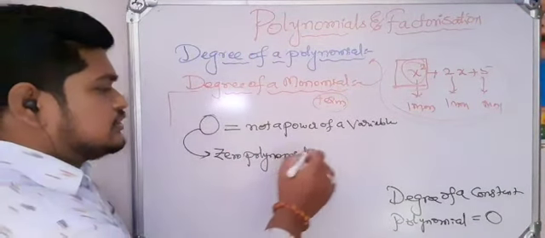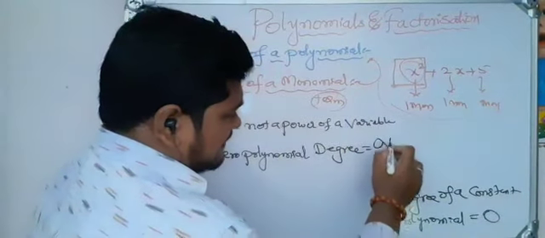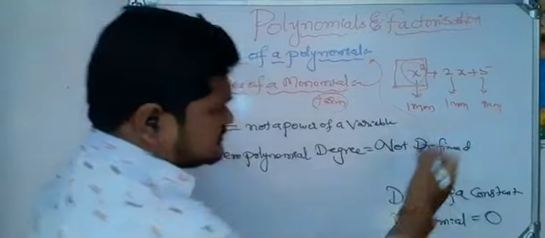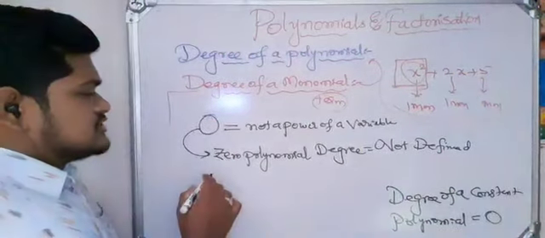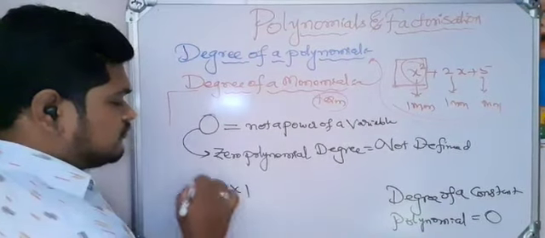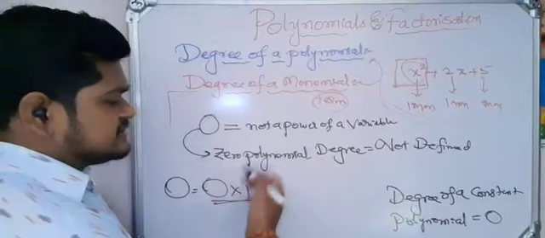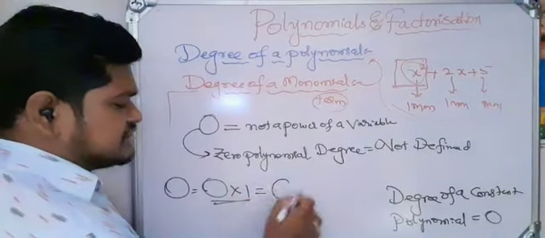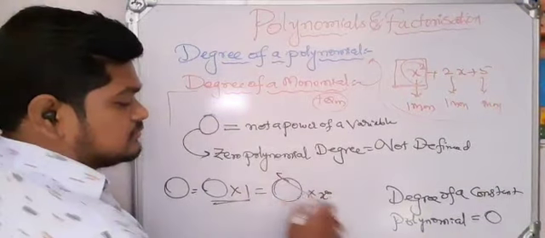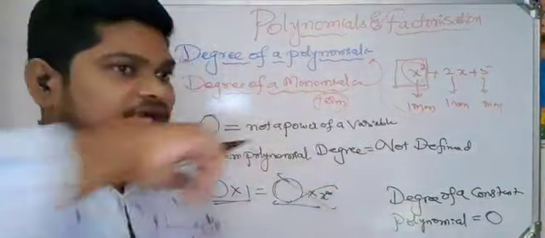So the 0 polynomial degree is not defined. Why? Because suppose 0 is there; 0 can be written as 0 into 1. Overall the value is 0 only. You cannot express 0 into anything, since the remaining value will be overall 0 only. So the 0 polynomial degree is not defined.